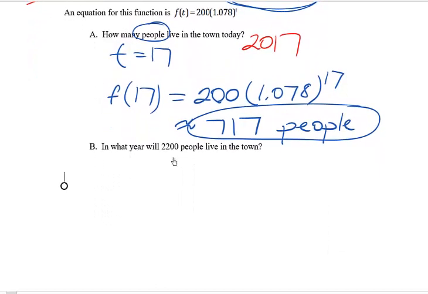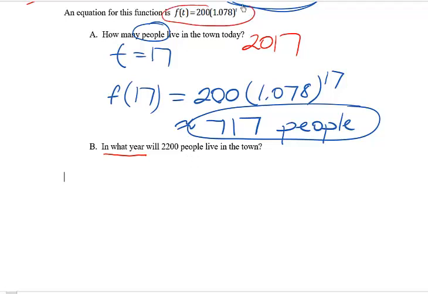Well, let's try the second question then. This one is kind of backwards. So now we're being asked to give a year. In what year will 2,200 people live in the town? We'd already got up to 717. Now we're trying to figure out when is it going to be that 2,200 people live in this town? Well, last time I plugged in a t and I figured out a p, a people. This is reverse. Now I have the people and I'm looking for the time. I'm looking for the t.